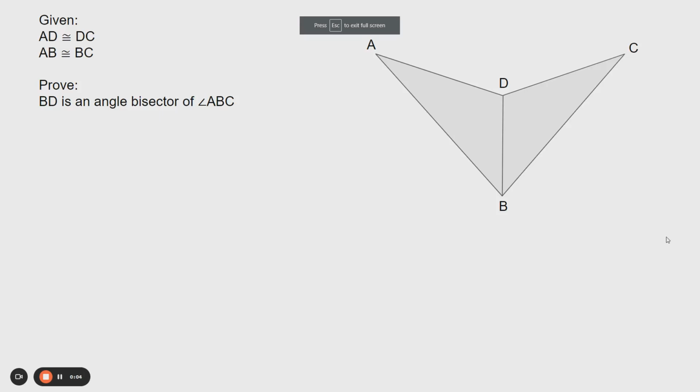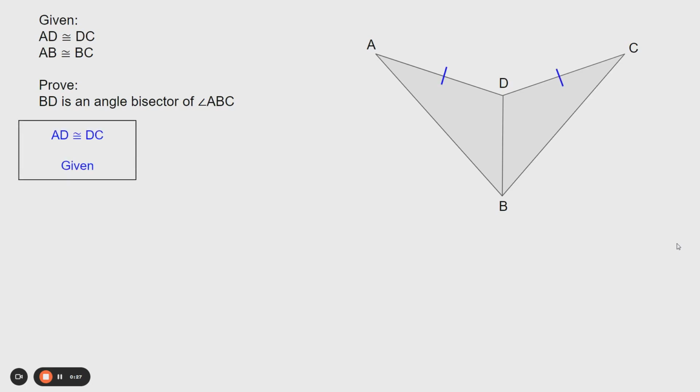This is my first proof. We have this figure on the right, and what's given is that side AD is congruent to side DC, and that AB is congruent to side BC. And we need to prove that BD is an angle bisector of angle ABC.